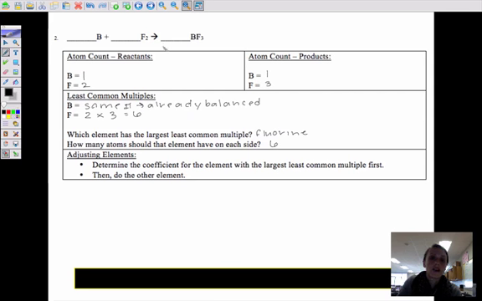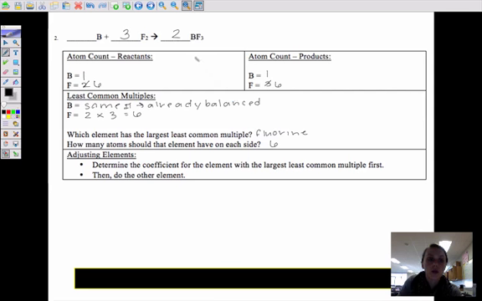Let's start over on the left. If 1 molecule of F2 has 2 atoms of fluorine, in order to get 6, which is my goal, I'd have to put a 3 in front, because 3 times 2 is 6 atoms of fluorine. All right, let's do the right. If 1 molecule of BF3 has 3 atoms of fluorine, then I need to put a 2 in front of this one, because 2 times 3 atoms of fluorine is 6. So now our fluorines are balanced.